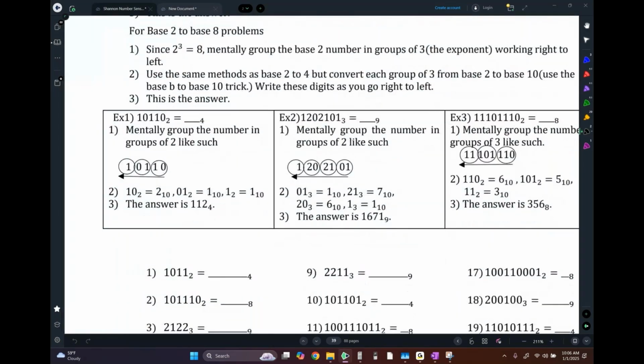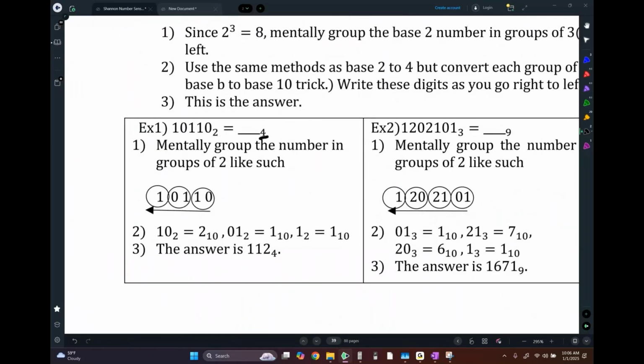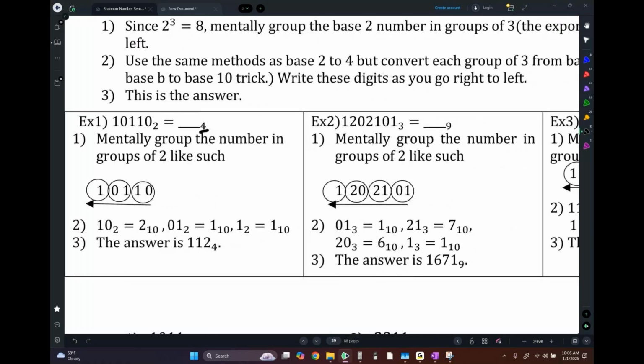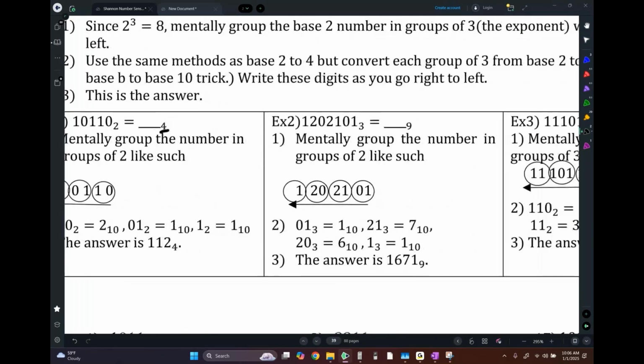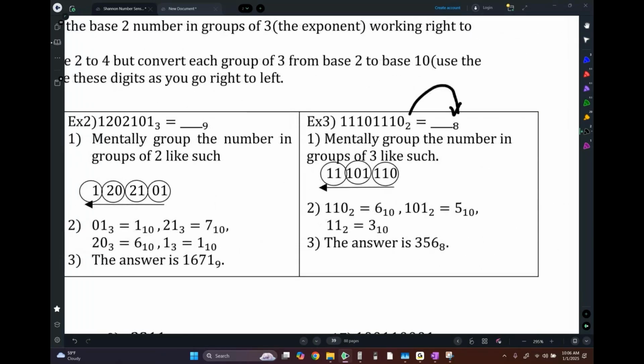Okay, so that's all we're doing, right? When I see fourth power, I'm going to circle them in groups of 2, right? And then I'm just going to do each problem. When I see 3 squared, I'm going to circle them in groups of 2. When I go to 8, that's when I circle groups of 3. Okay? All right.